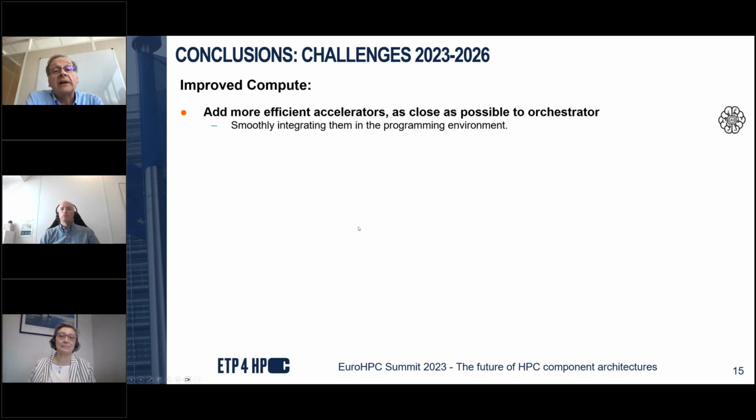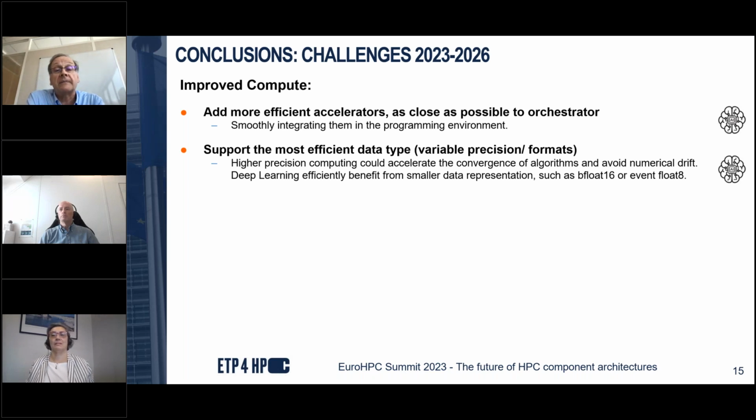So yes, and we need to have, of course, improved compute elements, so more efficient accelerators. The previous presentation showed what could be done, and they need to be as close as possible to the main controller, the orchestrator of all these tasks that will be offloaded to accelerators. And of course, all these accelerators need to support the most efficient data types, so the best precision. We know that in artificial intelligence there is the appearance of new coding, like spiking, where coding is done in time, but also float8, which is very new compared to the high accuracy that we are used to in HPC. So this allows accelerators to be more efficient on all these topics.